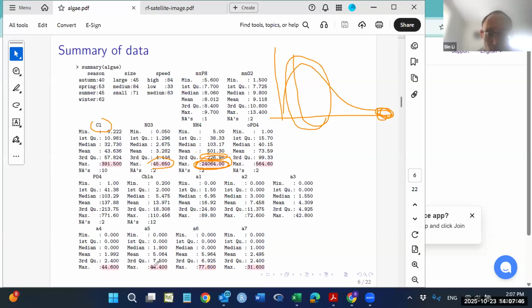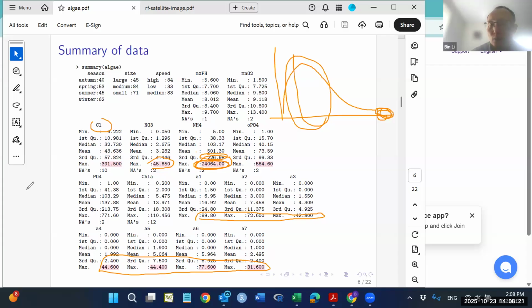And also for the response variable, we also observe right skewness. The maximum values are much larger than the mean and the third quartile, like here. So this is the situation, okay? The data itself has some extremely large values for both the x variables and the y variables.